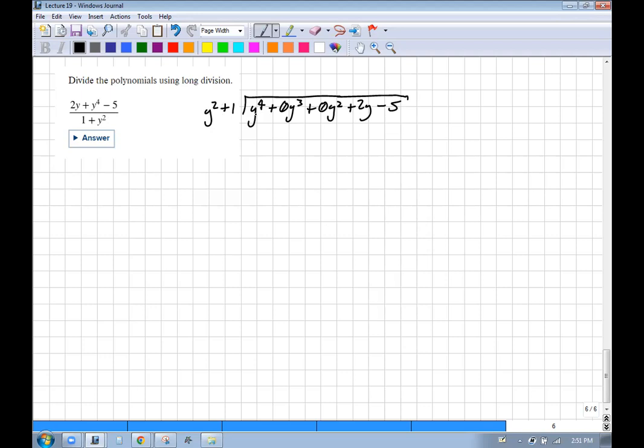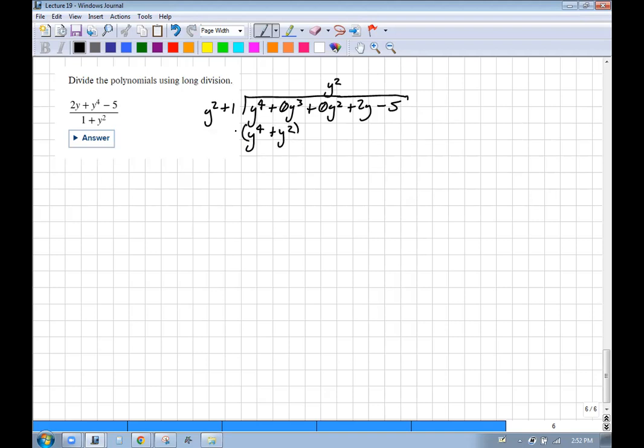So to get a y to the fourth from a y squared, we need to multiply it by a y squared. We'll put it over here in the y squared column. Y squared times y squared is y to the fourth. Let's see, what am I doing here? Bring down 0y cubed. No, we don't do that yet. Hold on. We get the y to the fourth, but we also get the y squared. There we go.